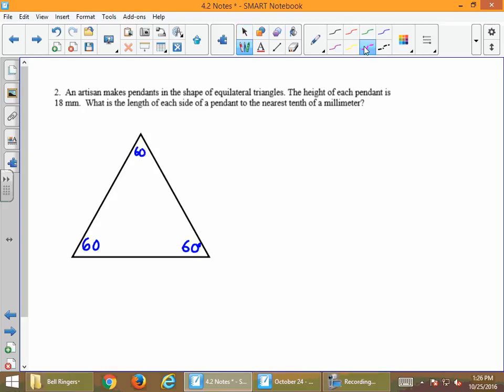Now, I'm saying the pendant is 18 millimeters tall. So this is 18 millimeters. I want to figure out how long each side is. Again, I just need to find one of them. So, why is this helpful? Well, it's because look what I created.